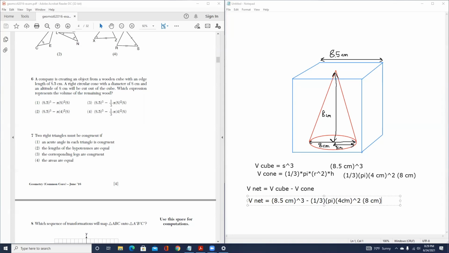Just adding that space to make it look a bit visually better. And this should be the final expression you get for the volume. And this is equivalent to choice 4.